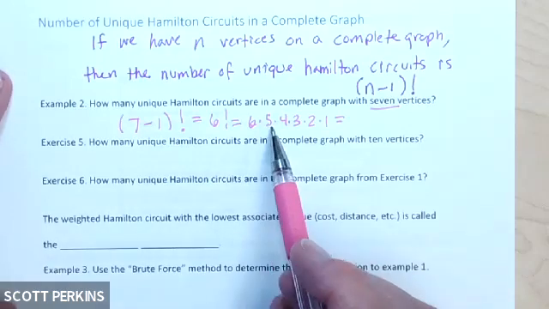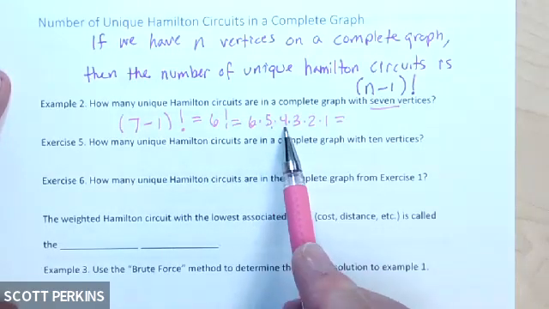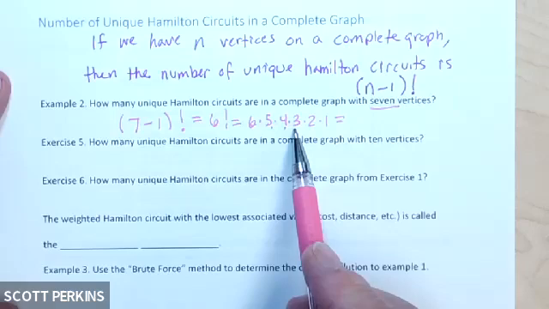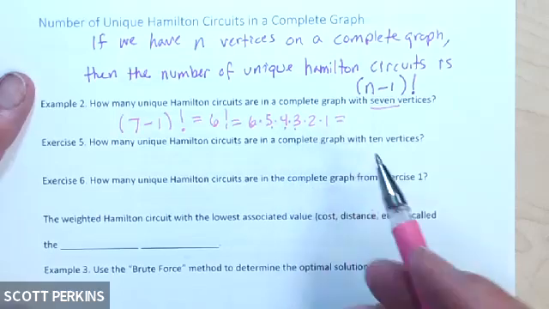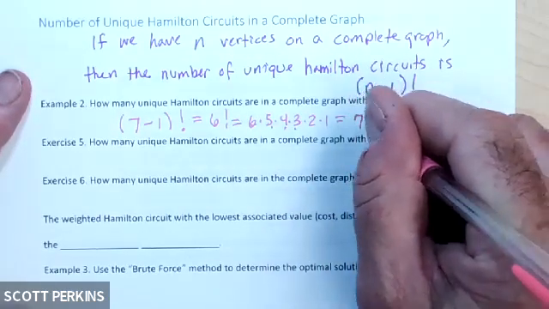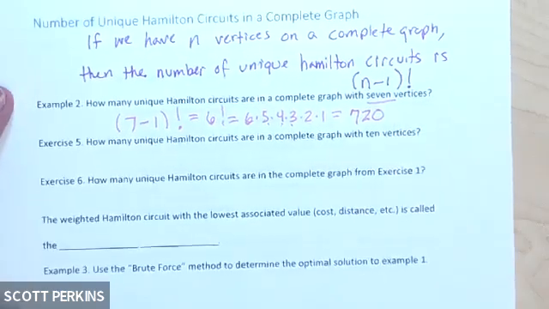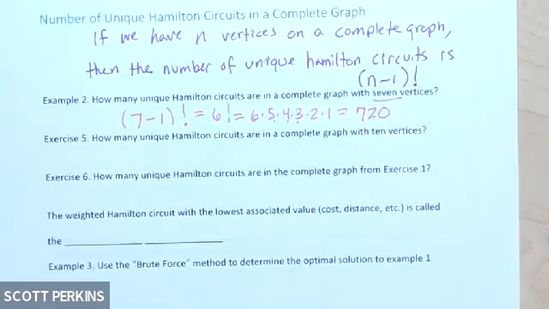Okay, so 6 times 5 is 30. 30 times 4 is 120. Times 3 is 360. Times 2 is 720. Correct me if I'm wrong on that if you got your calculator. There's 720 unique Hamilton circuits from that.